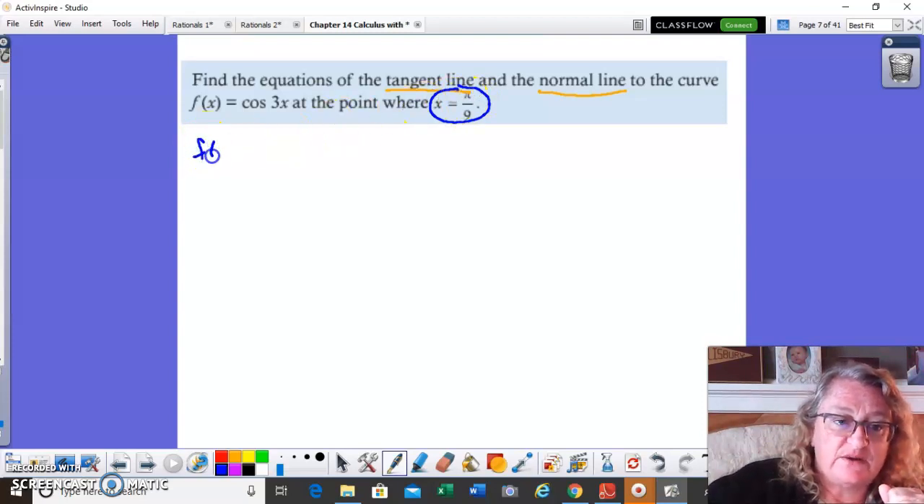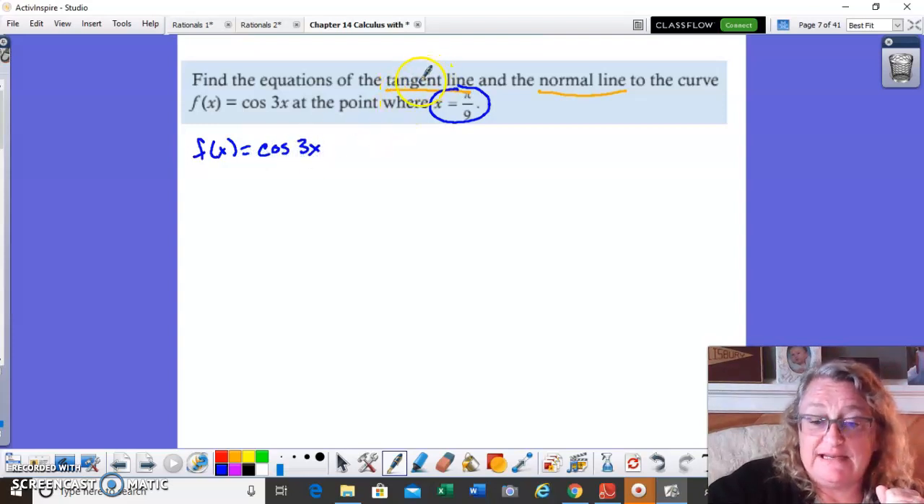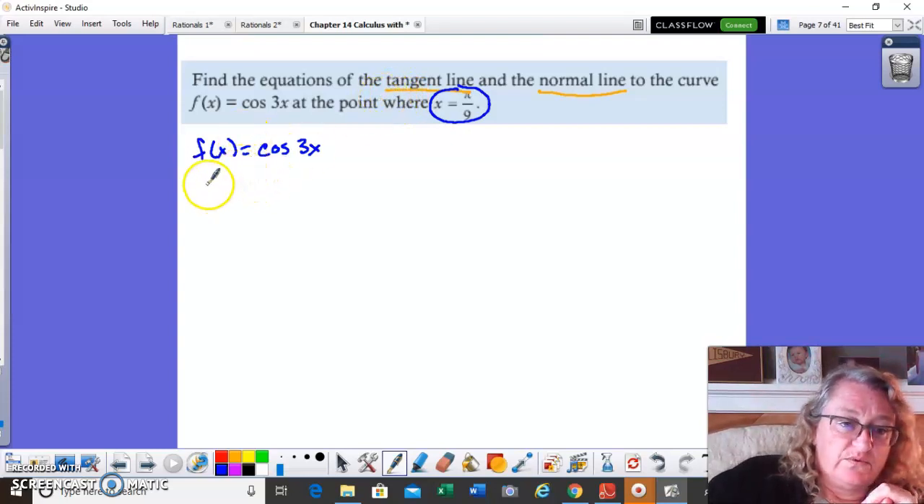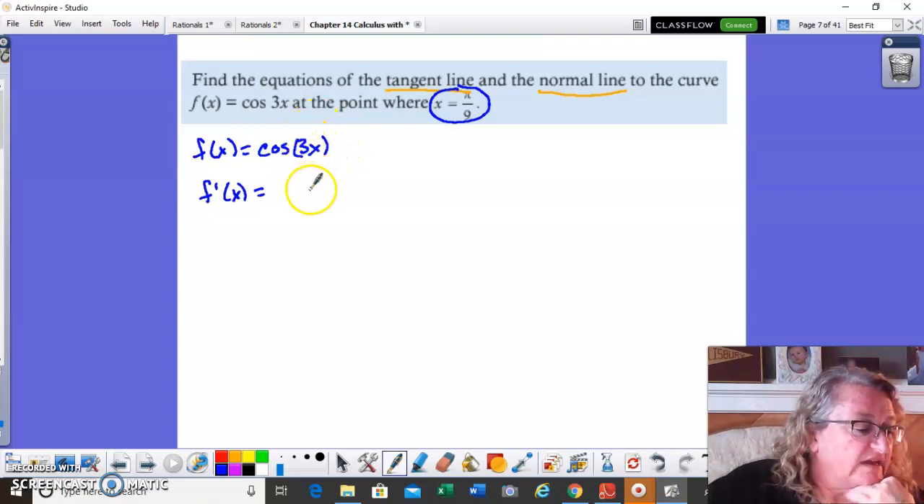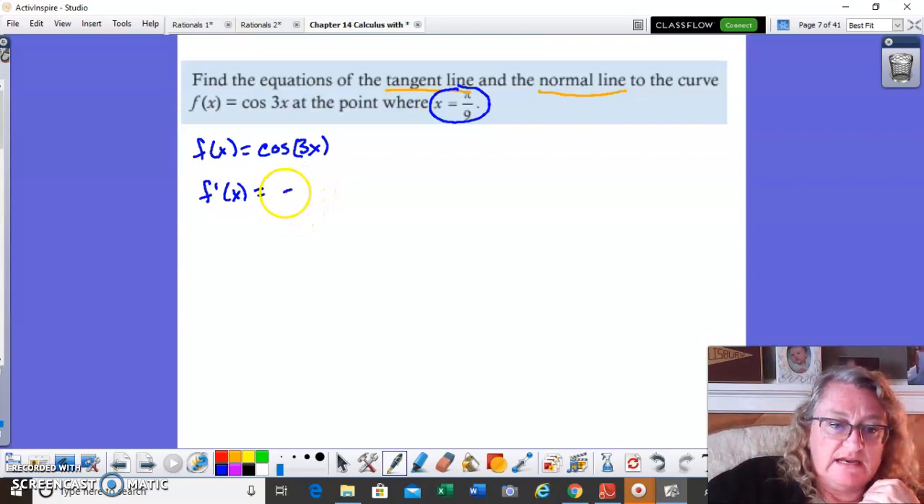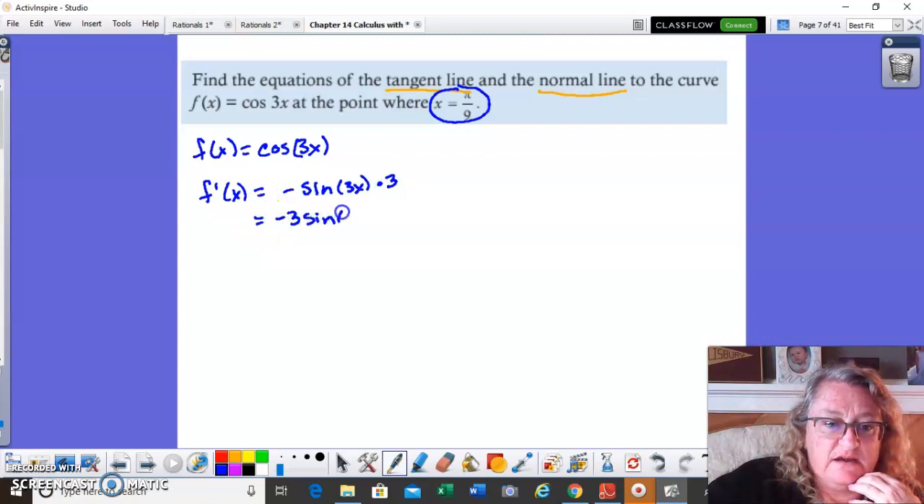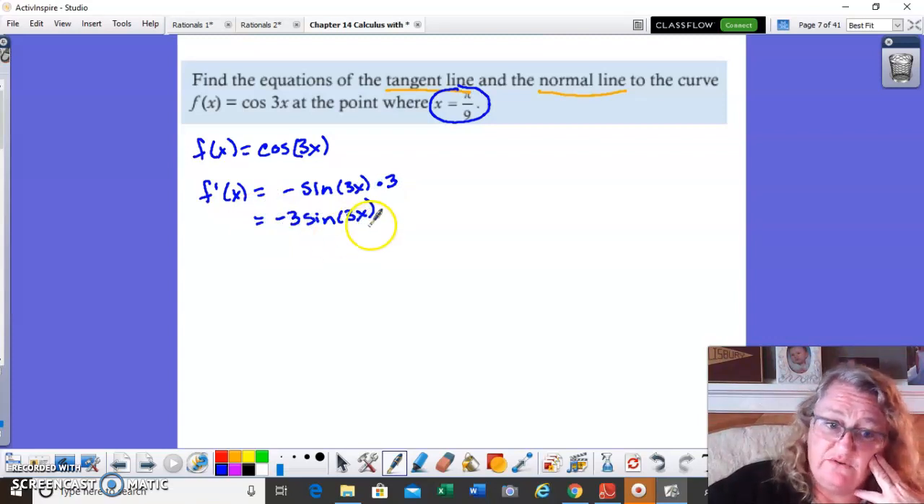Okay, so first off, let's start with f of x equals the cosine of 3x. We just said we're looking for the tangent, so I need to find the derivative here. I see this as a chain rule. It's a function inside another function. So the derivative of cosine is going to be negative sine. So I've got negative sine of 3x, and then I need to do the derivative of the inside because we're on chain rule, which is 3. So that's negative 3 sine of 3x is the equation for my derivative.